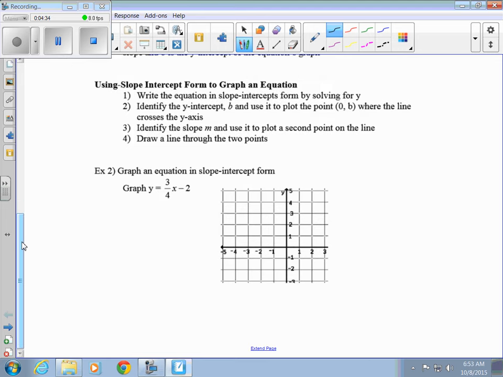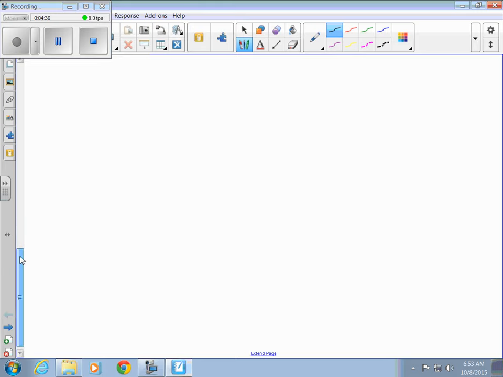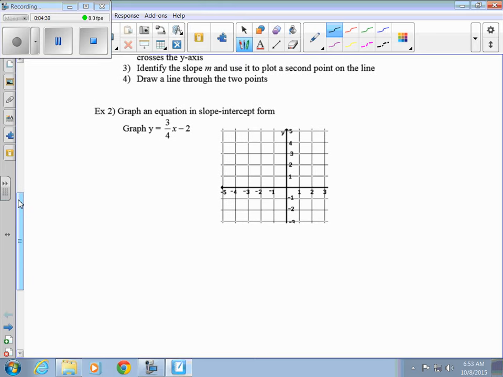So once again, example 2, we're going to graph this. So slope is 3/4, y-intercept is -2. Put those on here. So our y-intercept is here at -2. The slope is 3/4, which means rise over run. So I'm going to go up 3, 1, 2, 3, over 1, 2, 3, 4. There's my graph. And so that's really all you need to do to graph in slope-intercept form.